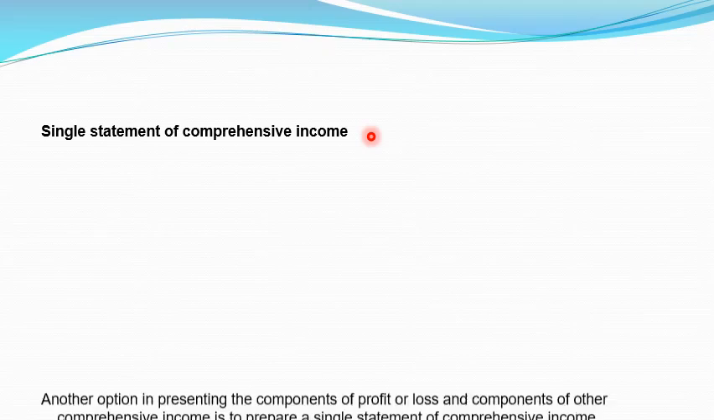Now, syempre, kung meron two-statement approach, kasi, di ba, from the previous two slides, yun yung dalawang statement. First statement and second statement. So, pwede na i-combine na lang yung dalawang statement. Pwede, prepare na lang ni company is isang statement na lang. A single statement of comprehensive income. So, andun na yung net income and the OCI items.